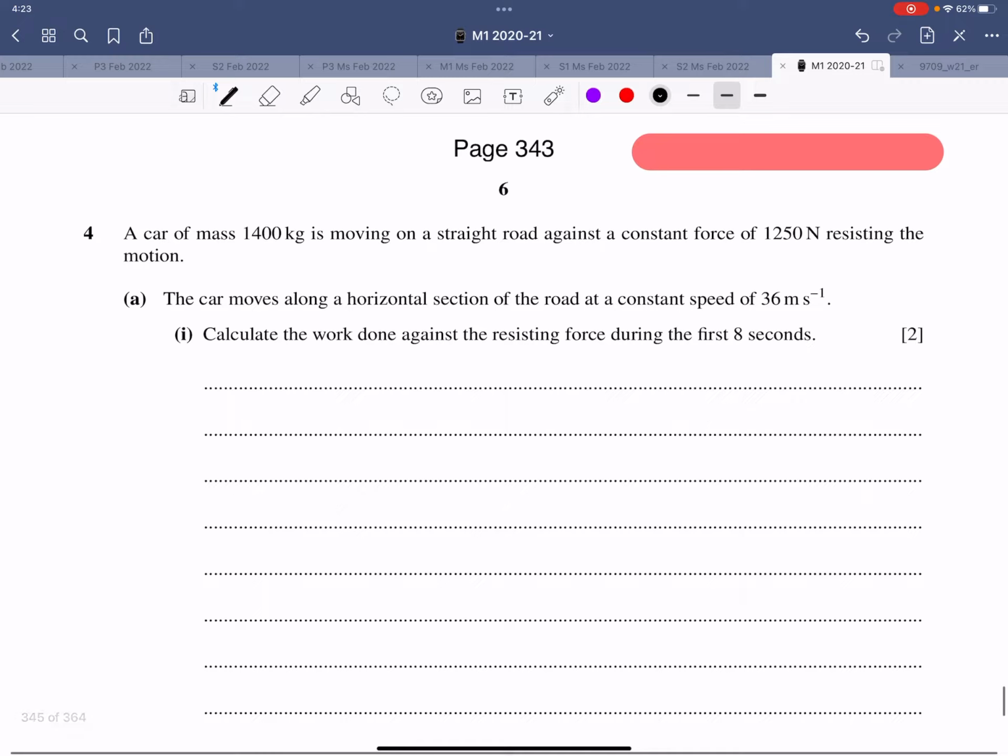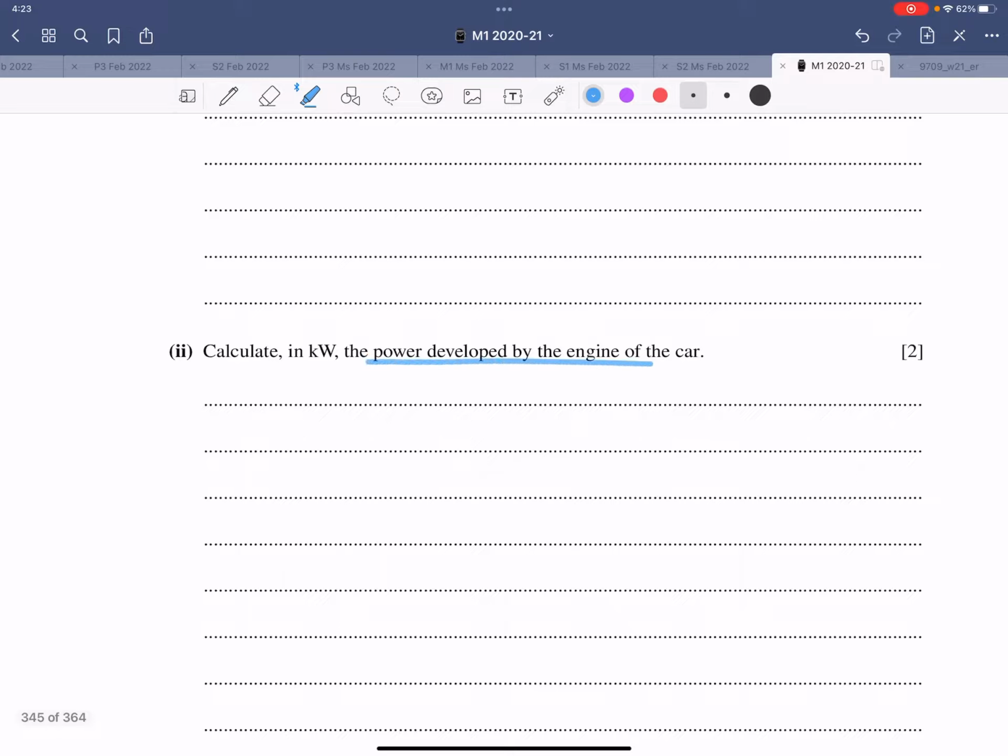Question number 4. The question says, a car of mass 1400 is moving on a straight road against a constant resistive force of 1250 Newton. The car moves along the horizontal section of the road at a constant speed of 36 meter per second. Calculate the work done against the resisting force during the first 8 seconds. Let me underline: car of mass 1400, constant resistance force, horizontal section, constant speed 36, first 8 seconds. And part 2, calculate the power developed by the engine of the car.